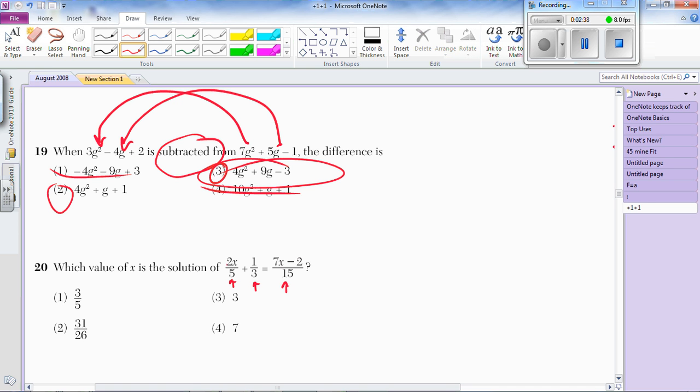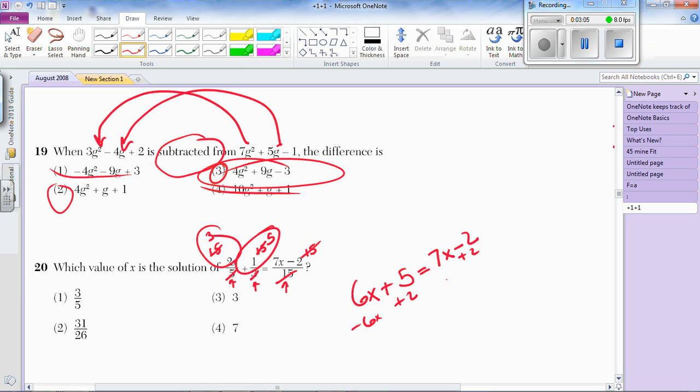Alright, so this one is particularly a nasty little problem, but the common denominator between 5, 3, and 15 is 15, so that makes it a little bit easier. If I put a 15 here, 15 here, and a 15 here, 5 goes into 15 3 times, so if I multiply that, I get 6x. 3 goes into 15 5 times, if I multiply those, I get plus 5 equals, these 15s just cancel, 7x minus 2. If I add the 2, and I subtract the 6x, I get 7 equals x.